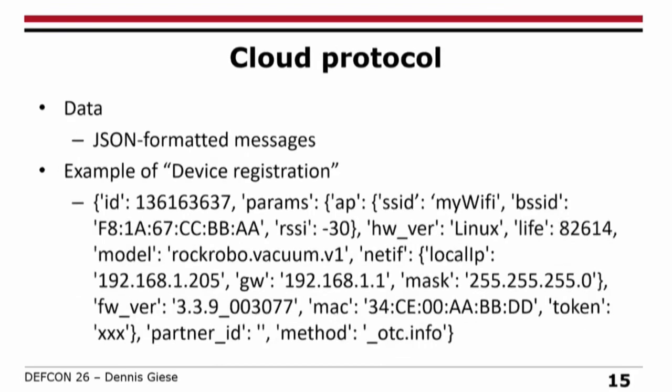Okay. The cloud protocol itself looks like the following. You have messages which are JSON formatted, and I have here one example of that. This is the command for the registration, just to give you an impression of what's going on there. So as soon as the device is connected to the cloud, it tells, hey, I'm connected to this Wi-Fi ID. I have this version number, and so on and so on.